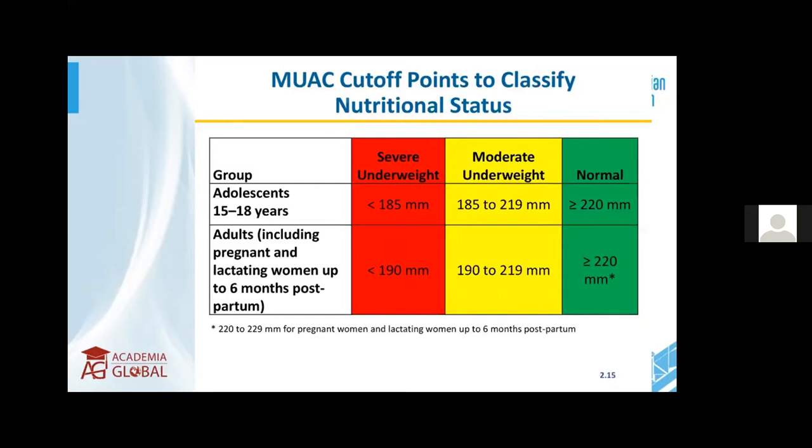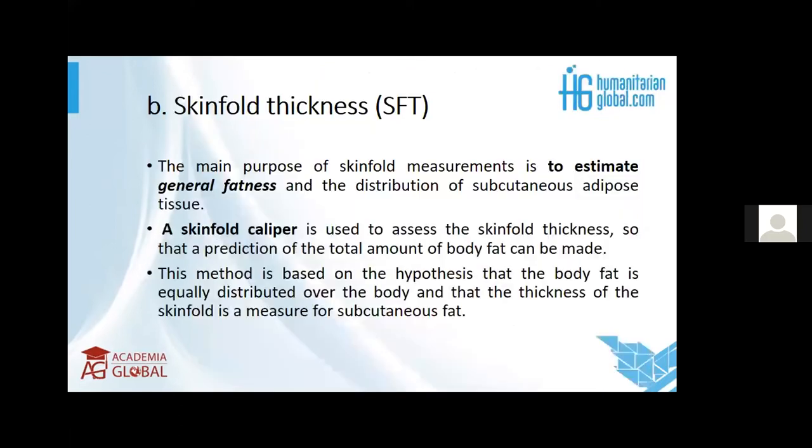They are not malnourished. And the same with adults. Adults, including the pregnant and lactating women, even male adults during the starvation period, the famine, will indicate severe malnutrition. 19 to 21.9 is moderate, and above 22, that is going to be okay. So those are some of the standards that are applied. So that is a MUAC measurement.